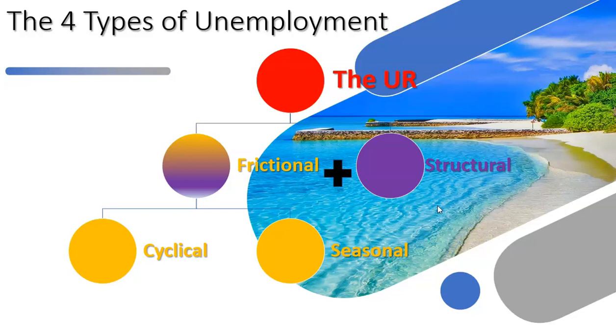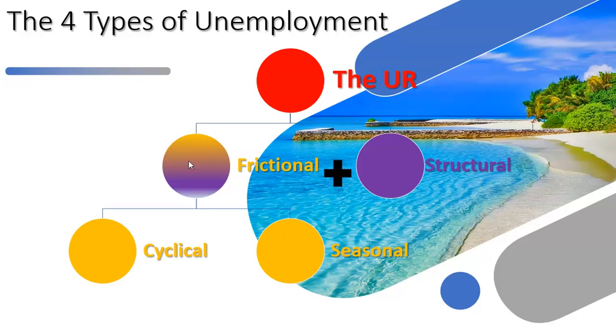Okay. So here are the 4 types of unemployment. You have frictional, you have structural, you have seasonal, and you have cyclical. What really matters is frictional plus structural. So frictional plus structural make up the unemployment rate. Notice how I have lumped cyclical and seasonal under frictional because this is exactly what they do.